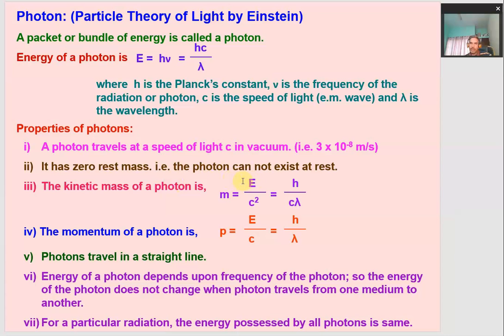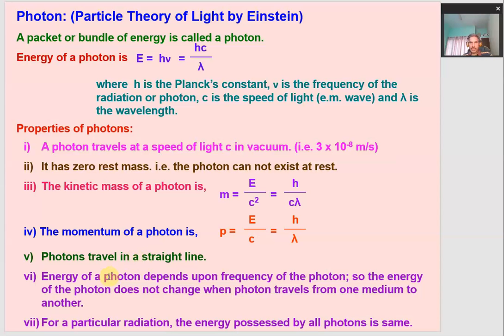Again, we can substitute a value of E from here and put the kinetic mass of the photon in this way, h upon c lambda. Next property exhibited by the photon is that the momentum of a photon is given by P is equal to E upon c. Again, we can substitute the value of E and put the momentum of a photon in this way, h upon lambda. Photons travel in a straight line.